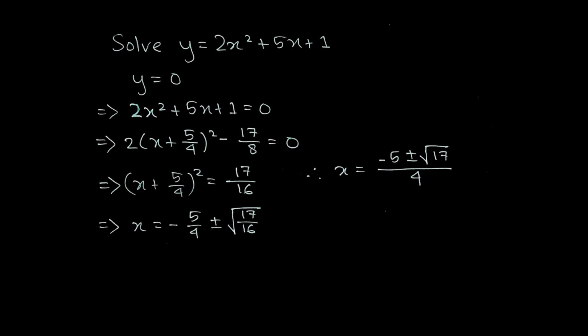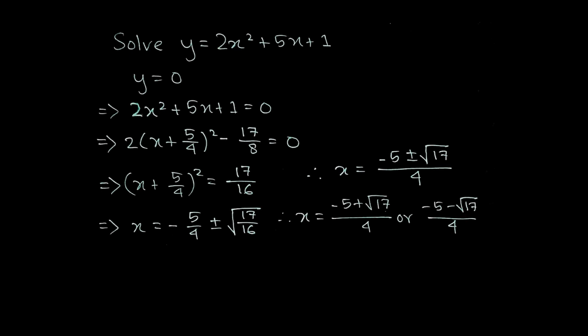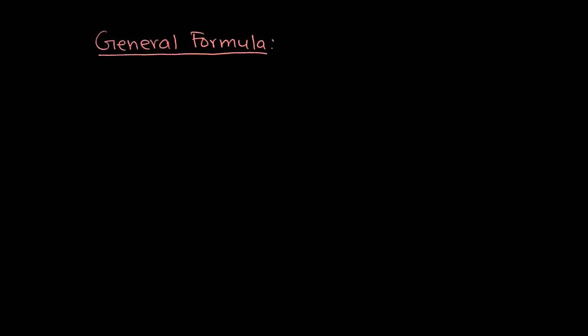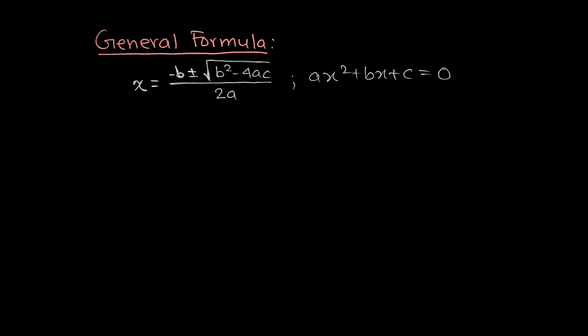Simplifying the equation further, we get the values of x for which y is equals to 0, or in other words, the solutions of the equation. Thus, we can say that x is equals to minus 5 plus minus root 17, all divided by 4. Now, let us check out a much simpler method, the general formula. x is equals to minus b plus minus root over b square minus 4ac, divided by 2a.